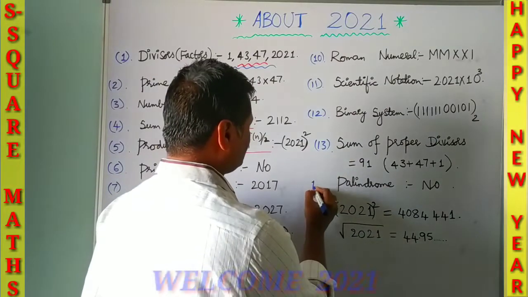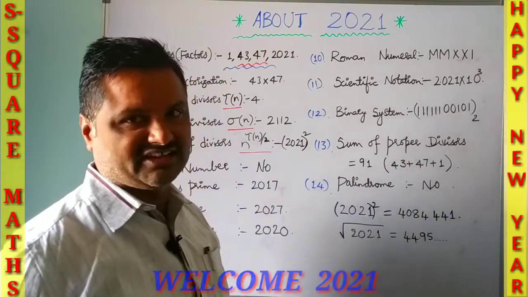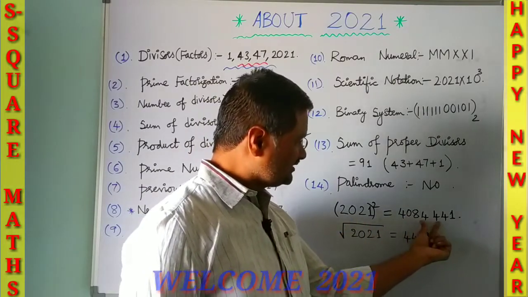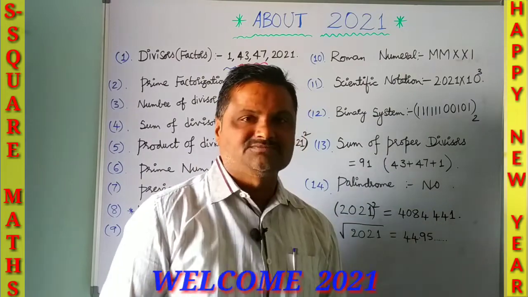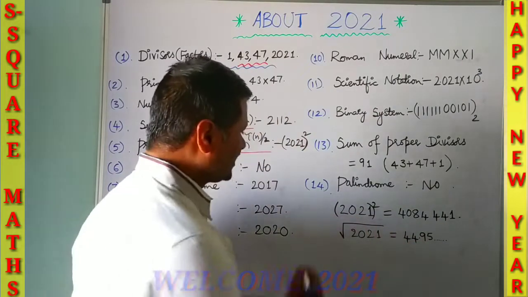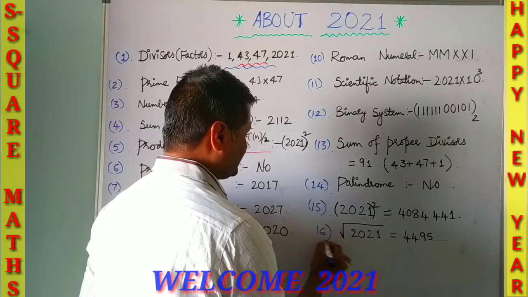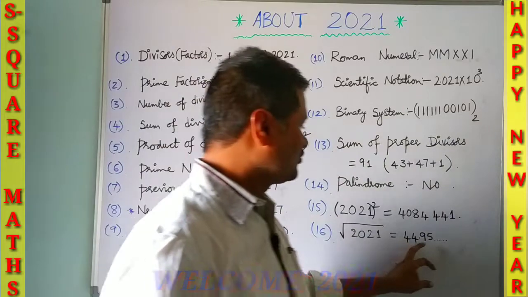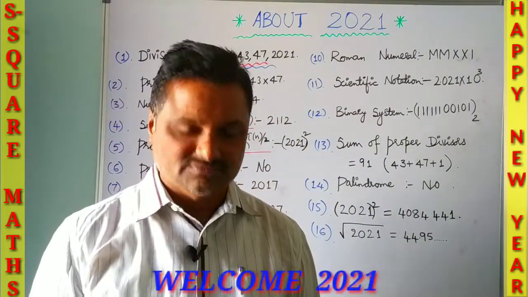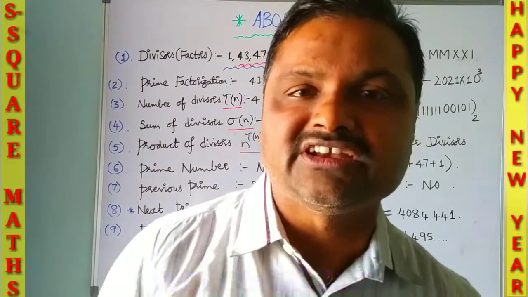Next, the square of 2021. 2021 squared, you are going to get 408,441. Next, the square root of 2021 is approximately 44.95. Some digits you are going to get. So these are the various different observations regarding 2021.